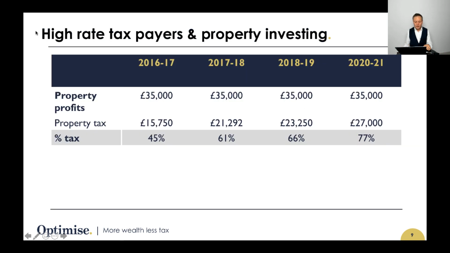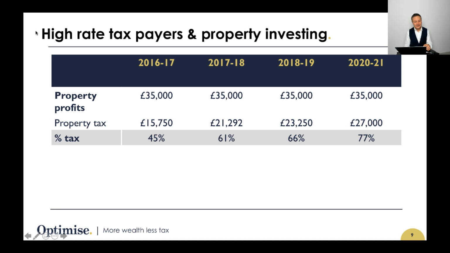Now, the one thing I want to bring to your attention is that this is a great example, not a great example as in a positive, but it just illustrates the point. We have an additional rate taxpayer who's a genuine client of ours who had a tax liability of £15,750 on property profits of £35,000. You can see yourself that he had a tax liability as an additional rate taxpayer of 45%. However, because of the rebasing and the mortgage interest relief cap, that percentage of tax is now going to be 77%.